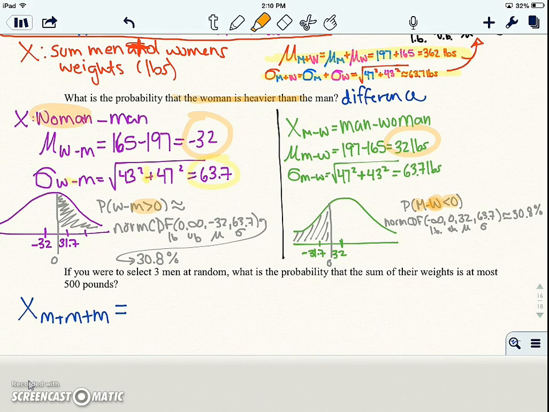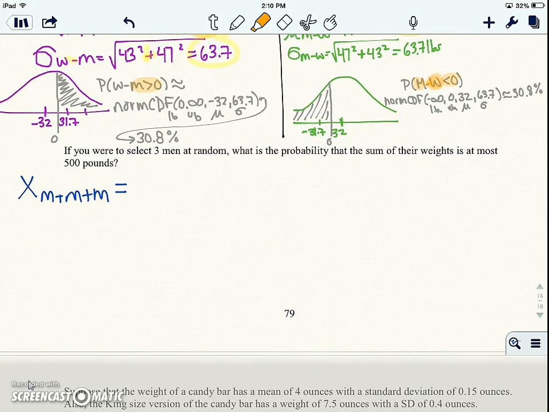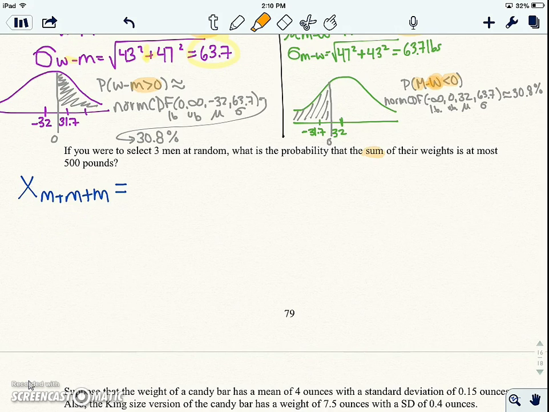Let's try another one. If you were to select 3 men at random, what is the probability that the sum, so we're going to add, of their weights is at most 500 pounds? So what we would do first, again, is define the new distribution. So the x is men plus men plus men, which would be the sum of the weights of the 3 men.